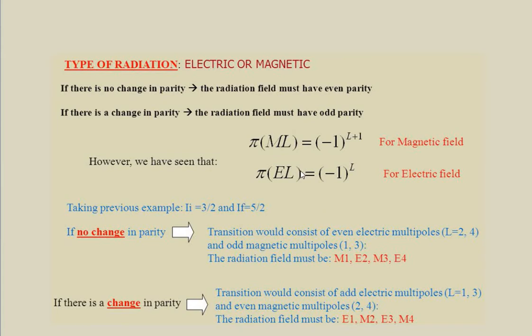Similarly, E2 is not possible, but M2 is possible. E3 is possible, but M3 is not possible. And E4 is not possible, but M4 is possible. M4 possible means 4 plus 1, that is 5, so there is a change in parity. So these are the selection rules which govern gamma decay.